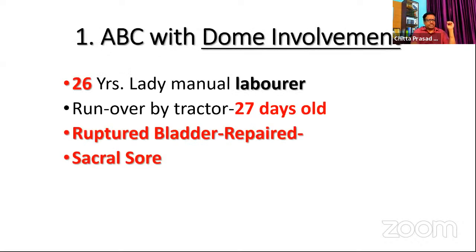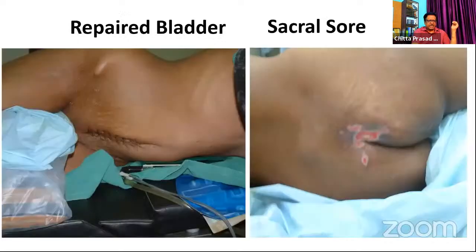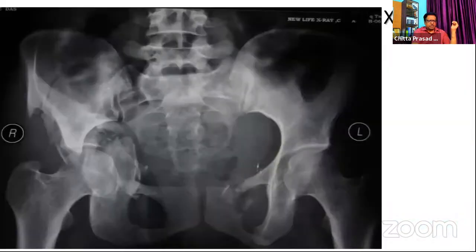This is a lady who's 26, laborer, run over by a tractor. The picture which I showed you, ruptured bladder repaired and the sacral sore. And this is her x-ray. And this is the fracture articular part, the dome which is floating. This is the vertical metafacial part. We need to get this onto the roof of the acetabulum because we cannot go from the front.